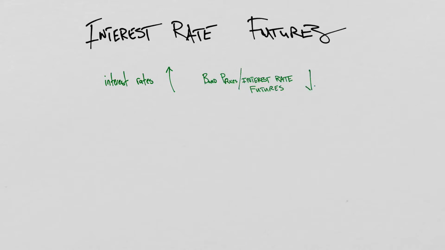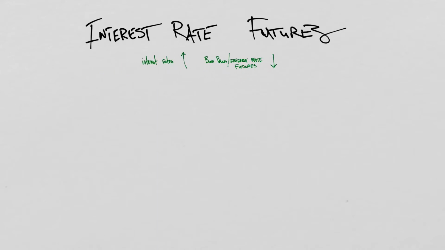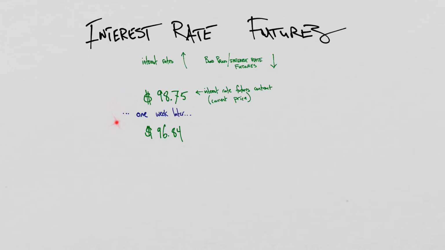So if you're looking at an interest rate futures contract, and let's say you see the price of it is $98.75, but then a week later you look at that same futures contract and the futures price is now trading at $96.84, then you can look at the change in this futures price from one week to the next, and infer what's happened with interest rates themselves. Here, the price of the Treasury has fallen, and that means that interest rates have risen, just by this relationship here.